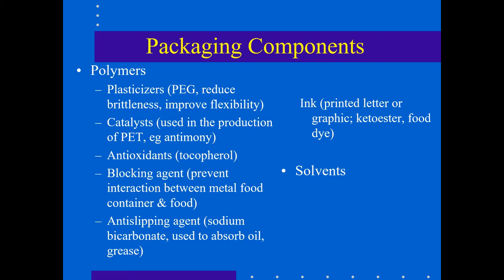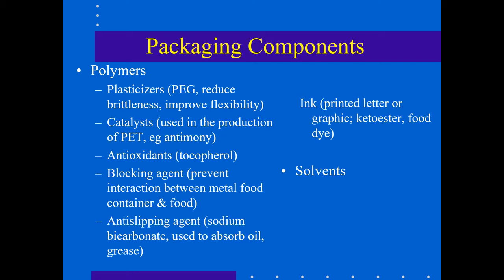The third one is antioxidant. So packaging material must have antioxidant property as well. Example of antioxidant use is tocopherol. The fourth one is blocking agent, and this blocking agent is used to prevent interaction between metal food container and food, and this is specifically for food packaging that is made of metal. The fifth polymer used is anti-slipping agent. For example, sodium bicarbonate, normally used to absorb oil and grease of the packaging material itself.